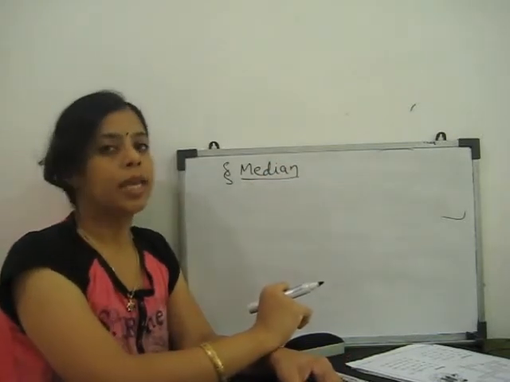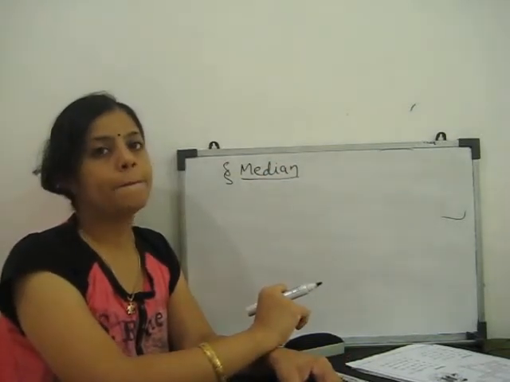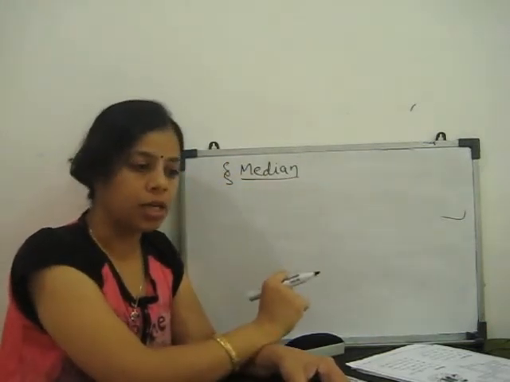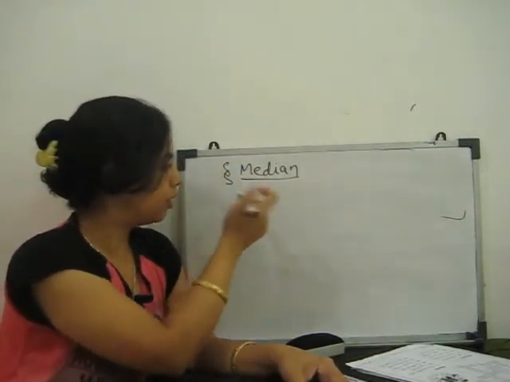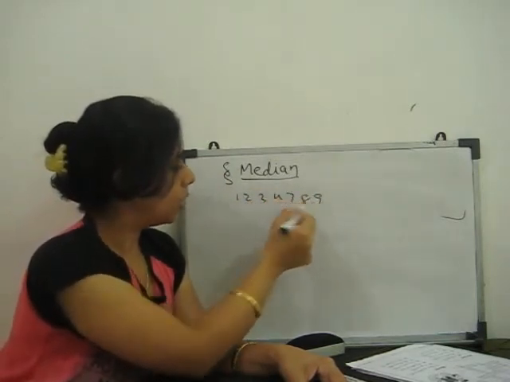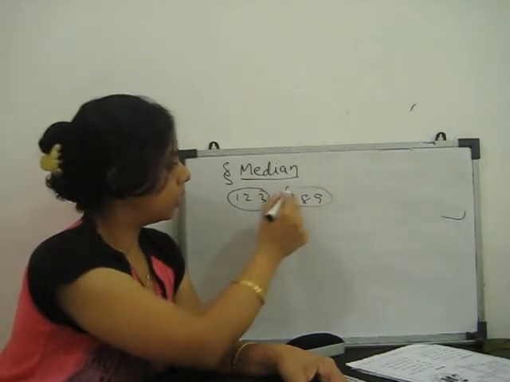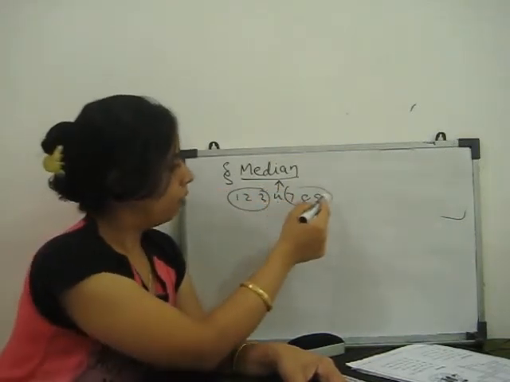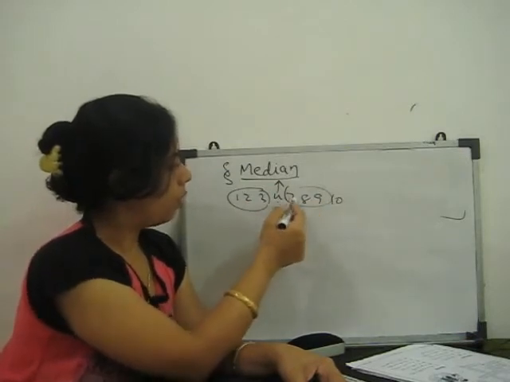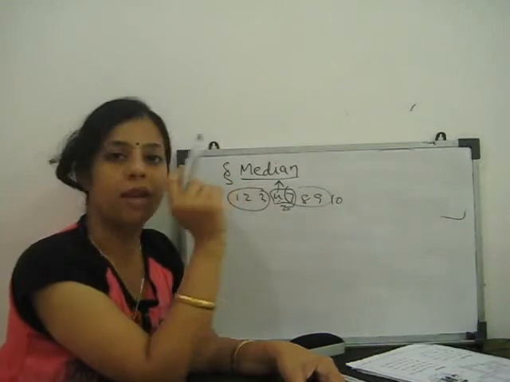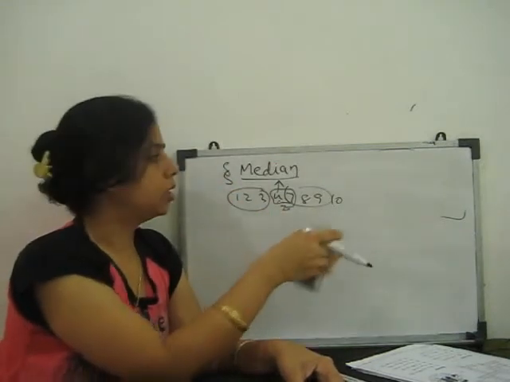Mean, mode and median you already studied. Median means the mid value of the given data, which divides it. If we have 1, 2, 3, 4, 7, 8, 9, what is the median? The median is 4, the mid value. If we have an even number of values, then the median is this plus this divided by 2. That is the median. Clear? So median means mid value.